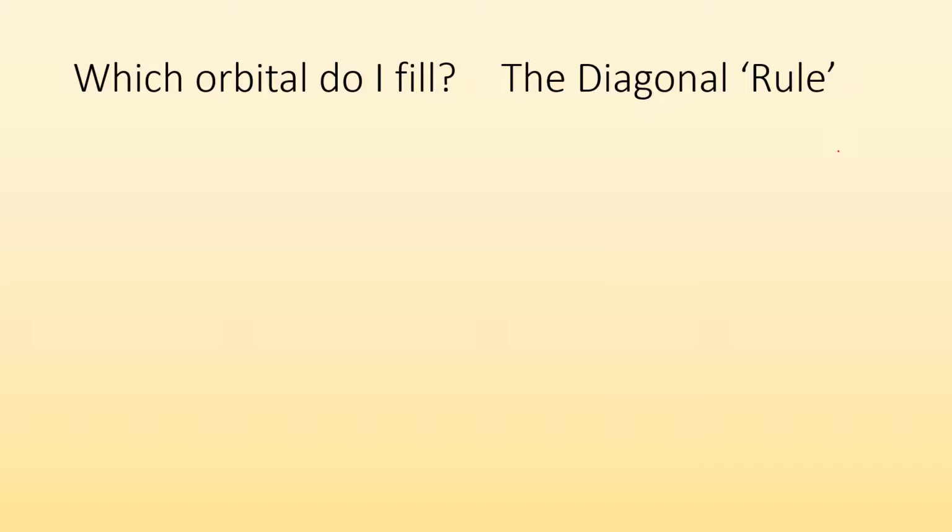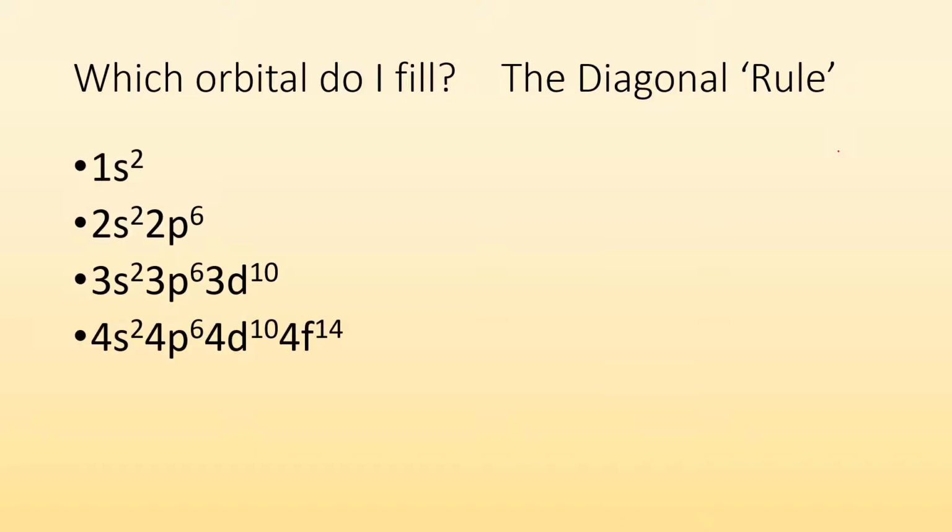Well, we have what we call the diagonal rule, and I put quotation marks around the rule because there are exceptions. But it looks like this. You write out each principal energy level and all the subshells that are in it, and then I even put how many electrons can fit in each subshell. And now you just draw diagonal lines.